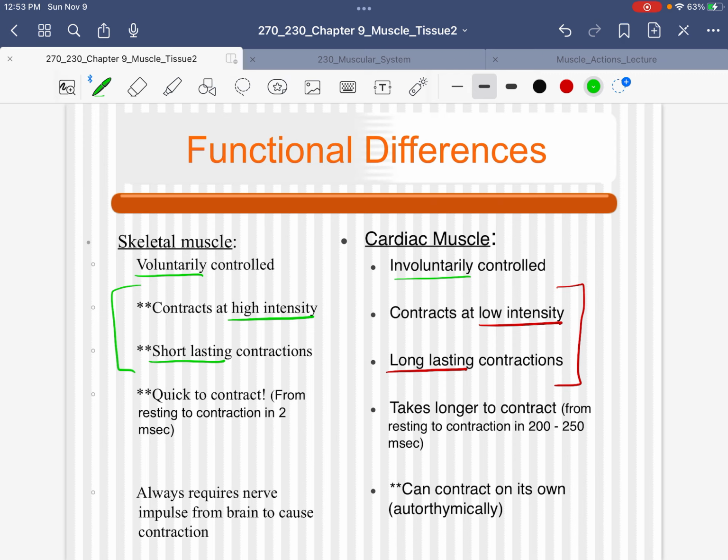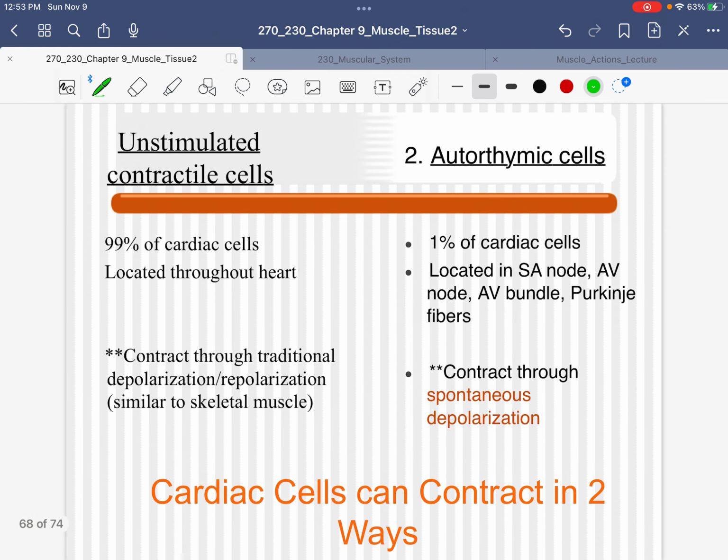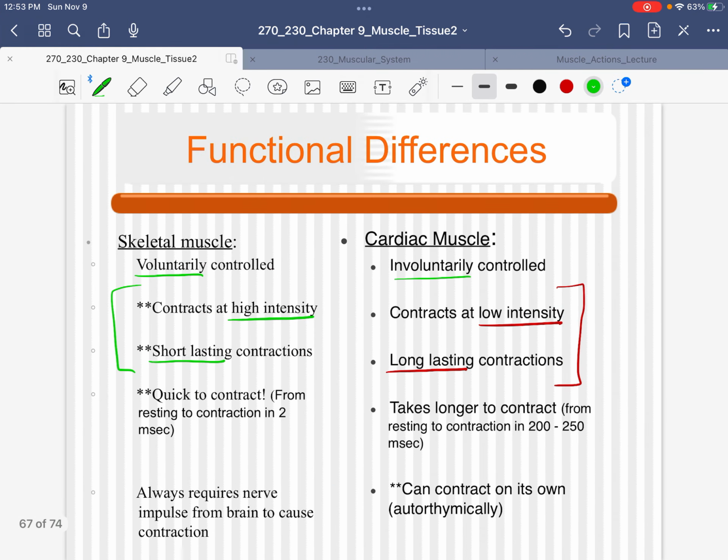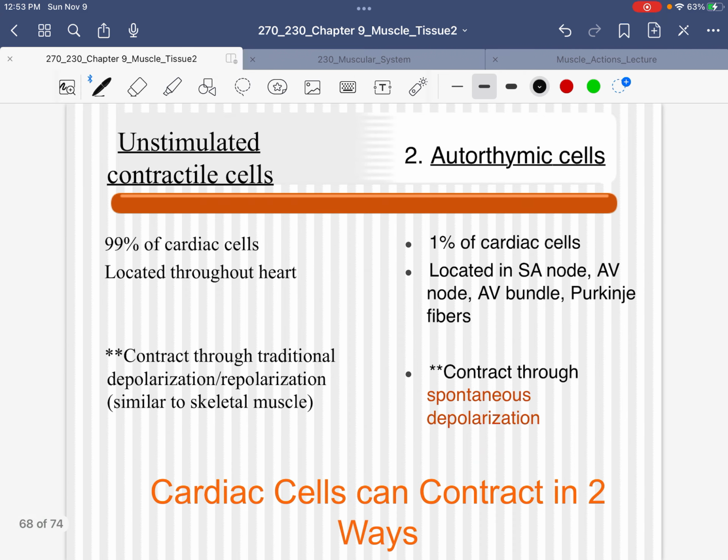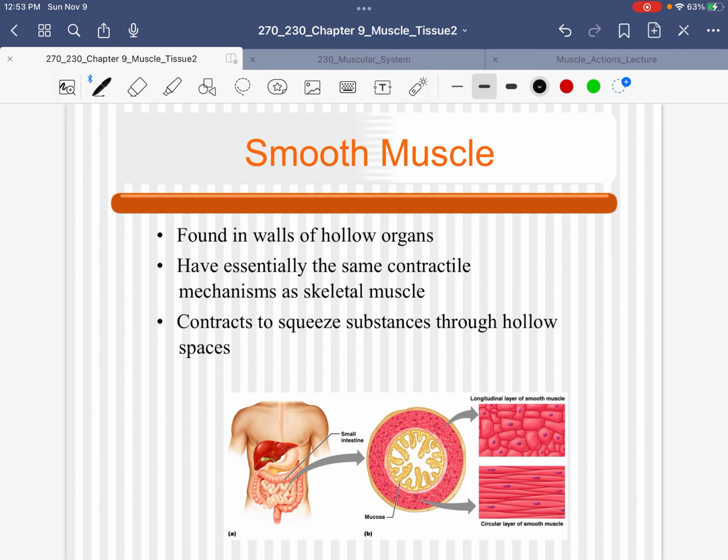Cardiac muscle is not designed for protection. It's designed to pump out blood all the time, for all the time that you're alive. Those are the things you need to remember, please. Later in A&P2, as an aside, we're going to talk about a small portion of cardiac muscle that can contract on its own without a nerve impulse. Really cool. Stick around for A&P2 for that. Right now, you don't need to know that.